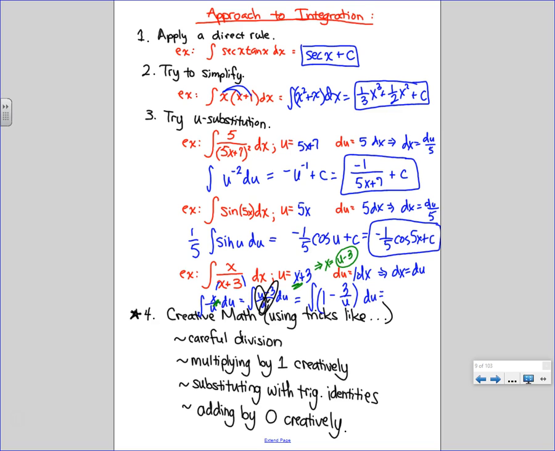I rewrote this guy, 1 over u squared, to be u to the negative 2. Because if you rewrite the 1 over u to the negative 1, there's a direct rule that says negative 1 is not good, because negative 1 plus 1 is 0, all over 0. That's bad. That's really bad. Because isn't the integral of 1 over u, or similarly 3 over u, going to just be ln?